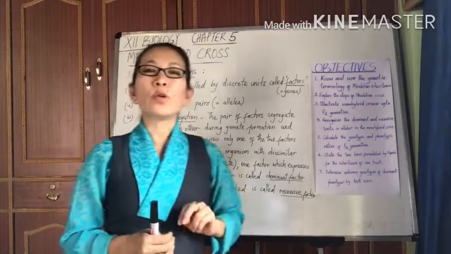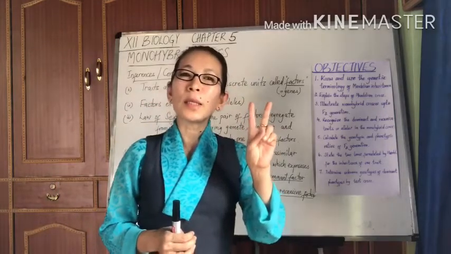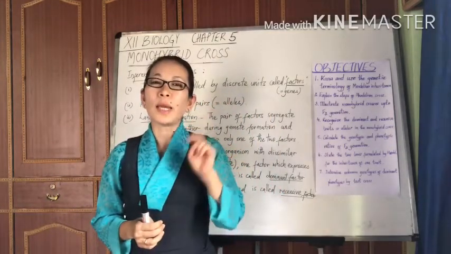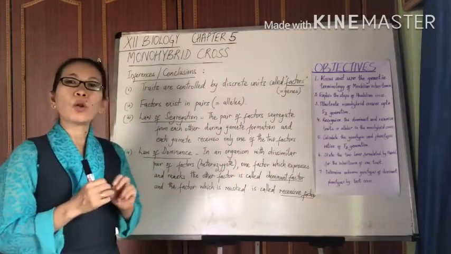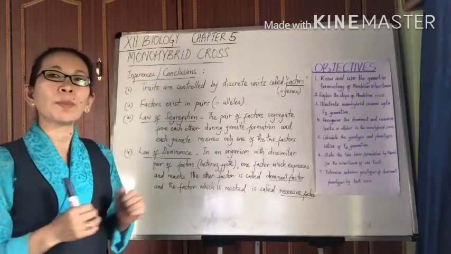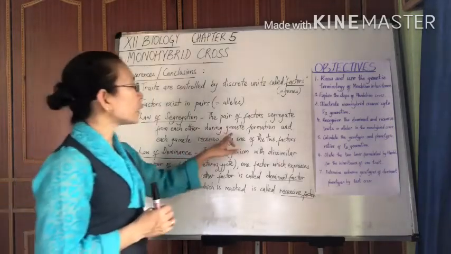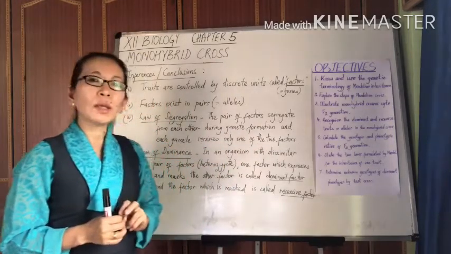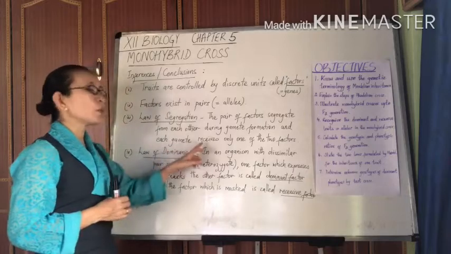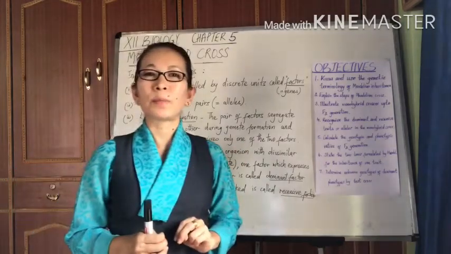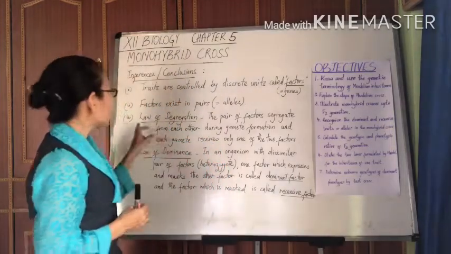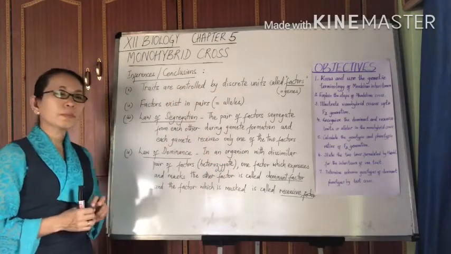So, as we know, Mendel suggested that the factors exist in a pair, and such a pair of factors should always be segregating or separating from each other during the time of gamete formation, and each gamete would only be receiving one of the two factors. So this law is called the law of segregation.